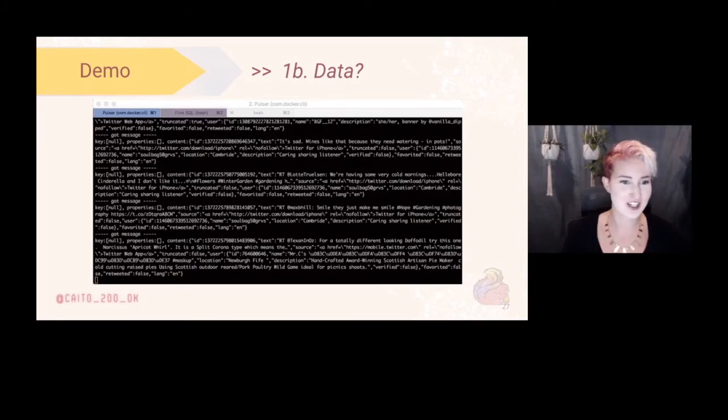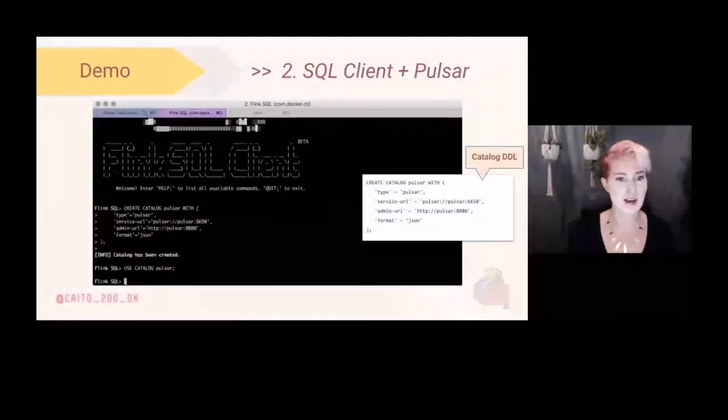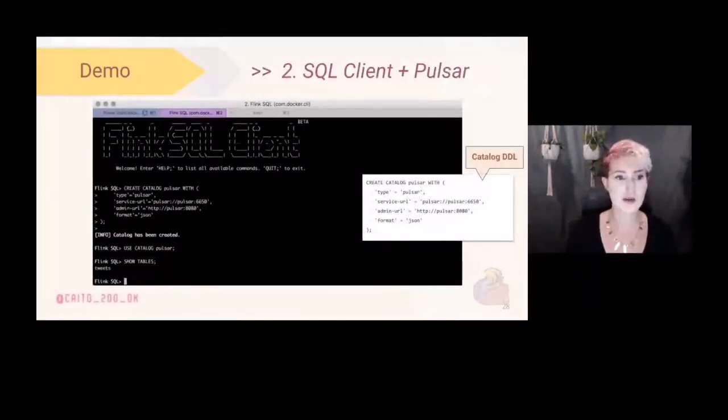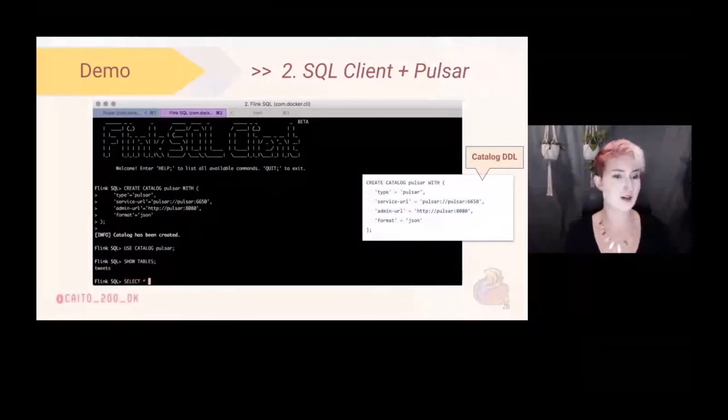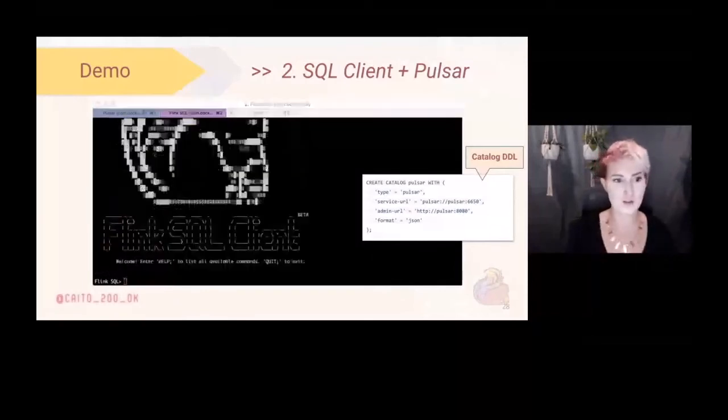All right. So next we can start the Flink SQL client, and we're using the Pulsar catalog to access the topic directly as a table in Flink. So that might sound a little complicated, but as you can see here, and I'm going to try to leave this up a little bit so you can see the full thing.